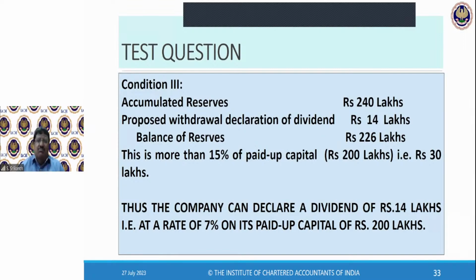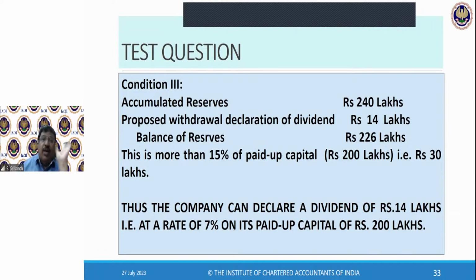Beautiful, Kavita ji. Excellent. I'm so happy that you have given the right answer. So 226 balance from reserves, which is more than 15% of 200 lakhs. Thus, the company can declare a dividend of 14 lakhs, that is at a rate of 7% on its paid up capital of rupees 200 lakhs. Beautiful. So I hope you are clear with this. Correct, sir. 440 into 10% minus 30, 14. 14 lakhs rupees will translate to 7%.